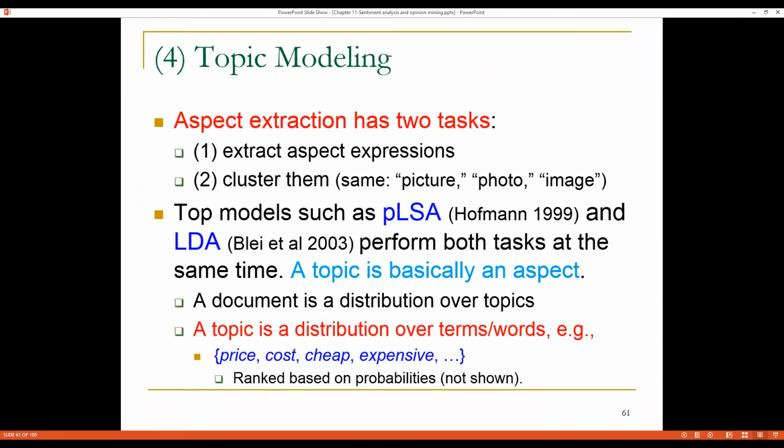For topic modeling, aspect extraction has two tasks. The first one is to extract the aspect expressions. The second one is to cluster them, for example, picture, photo, or image. Topic models such as PLSA and LDA perform both tasks at the same time. A topic is basically an aspect. A document is a distribution over topics. A topic is a distribution over terms and words. For example, price, cost, cheap, and expensive all denote the same topic.